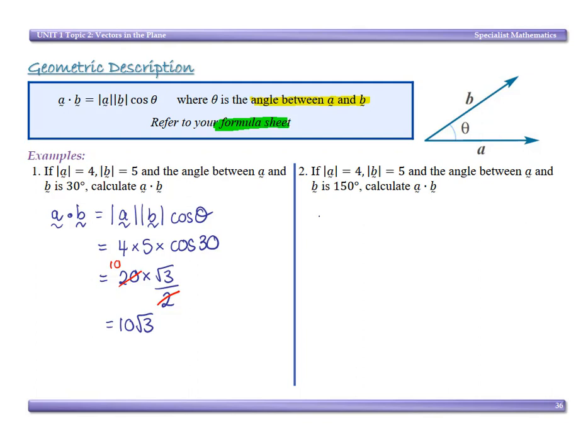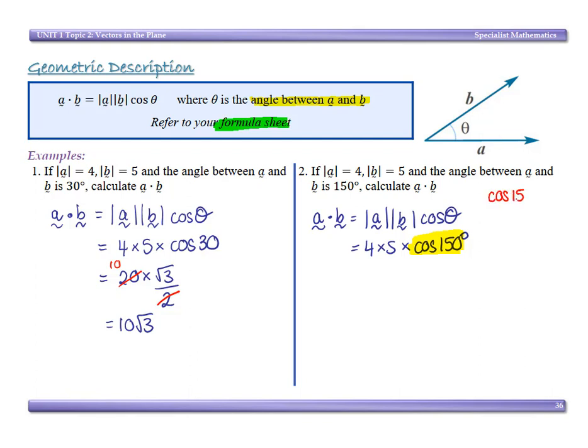So formula, plug in the information. We've got 4 times 5 times cos of 150 degrees. Now this cos of 150 degrees, to be able to do exact values, we need to rearrange it in terms of its reference angle or its first quadrant angle.